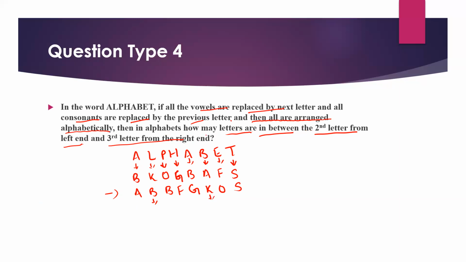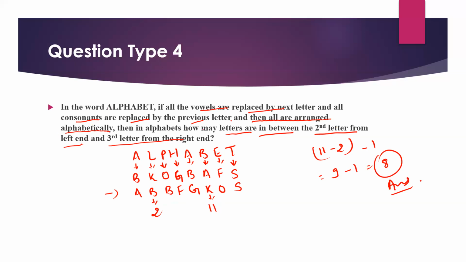So for finding the letters between B and K, we will use the formula. What is the place value of B? 2. And what is the place value of K? 11. So how many letters will be there between 2 and 11? We will use the formula, difference of their place values. 11 minus 2 plus 1. What is 11 minus 2? 9, plus 1. It will be 8. So how many letters will be there between them? 8. Got it? Understood?